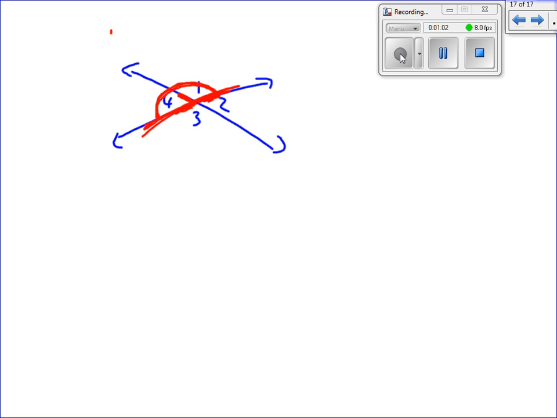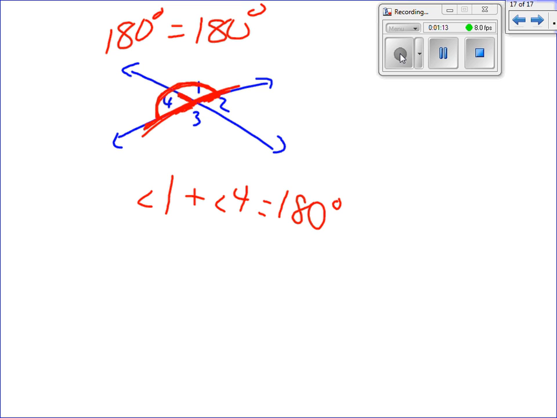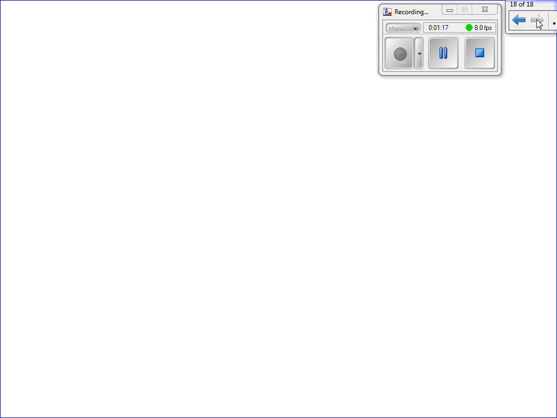A semicircle has 180 degrees. So does a line, 180 degrees. So I know that angle 1 plus angle 4 equals 180 degrees. That's a good trick for figuring out if angles are supplementary.